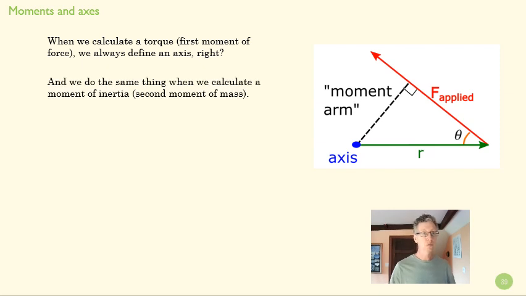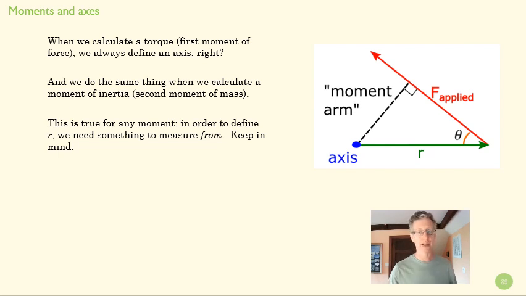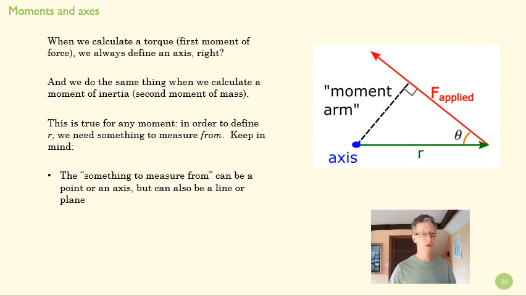So when we talk about moments, we always have to talk about an axis too. We're going to talk about moments of area in the next little short video. But when we talk about any kind of moment, we have to talk about an axis because we need to know where the R is from, right? Where are we measuring R from? We can measure R from a single point, or we can measure R from an axis, or we can even measure R from a plane if we were talking about a 3D situation. We don't need to deal with that in this class. But for any moment, in order to define R, we need to measure from something, and that something can be a point or an axis, or a line or a plane.